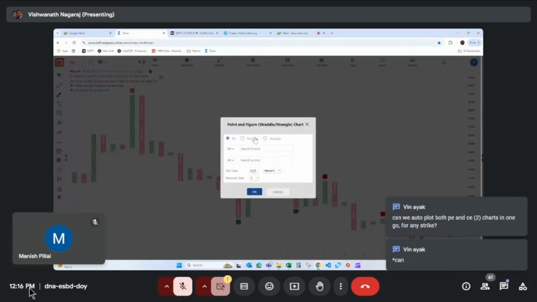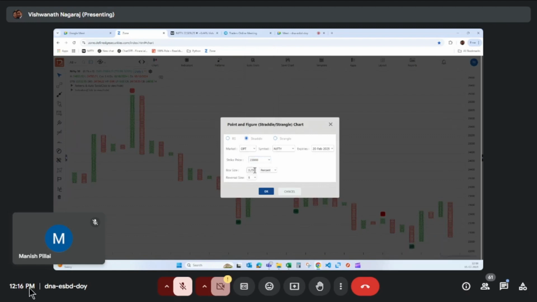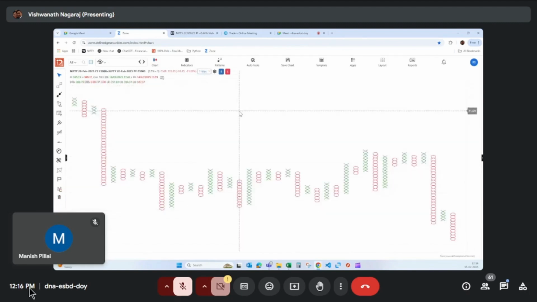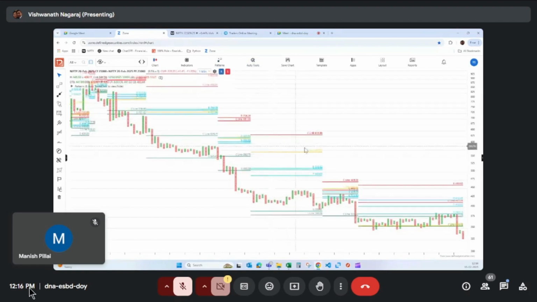Point and figure, straddle, Nifty. Why 22,950? What price should we take? We'll take 22,300 just for math purpose, right? What should we take? 0.5 because we are looking at 20th Feb. Give me 1 minute. Yes, here you go.